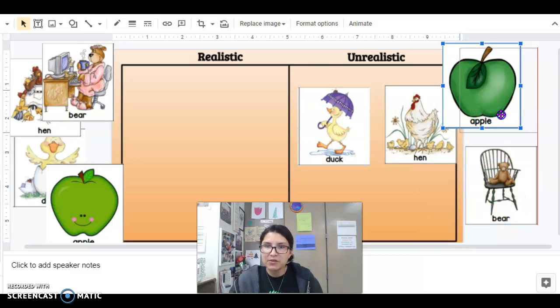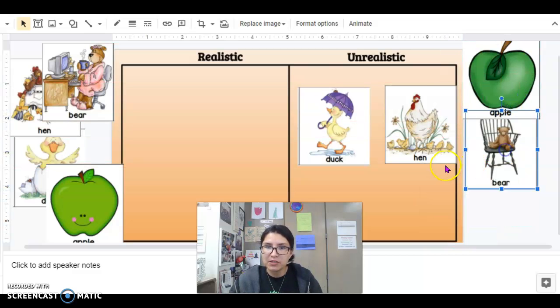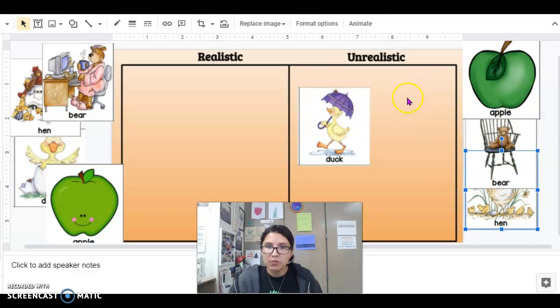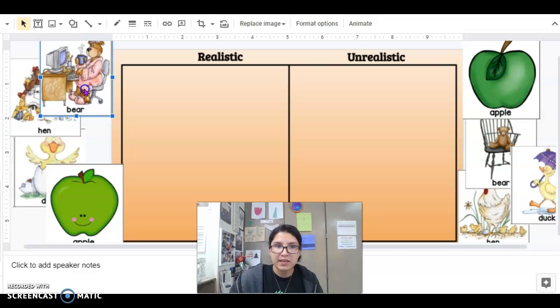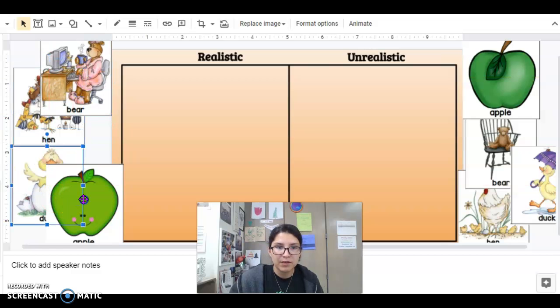So what I'd like for you to do is sort these pictures. If it's unrealistic, we'll put the pictures here. Unrealistic, remember, it means it is fake, not real. Realistic means it looks like it could be real. It could really happen. Okay? So go ahead and sort things.